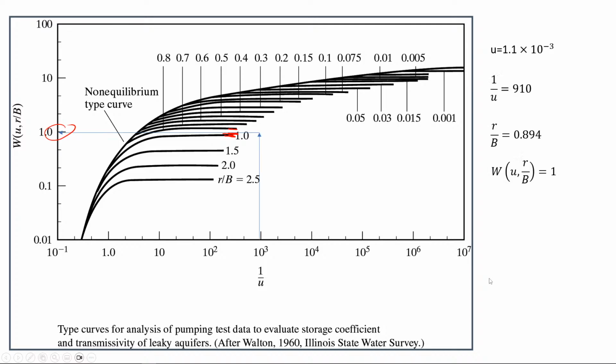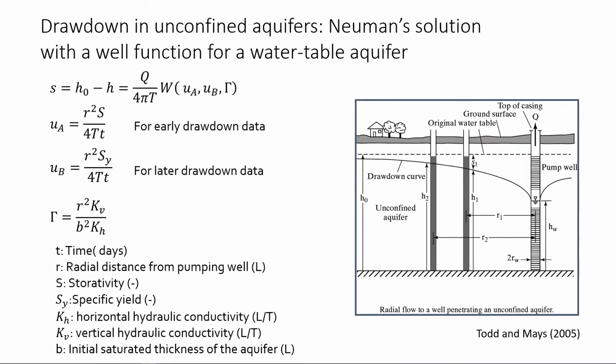So we looked at this already. Now we've looked so far at different cases. We looked at the confined aquifer, and the leaky confined aquifer. What about the unconfined aquifer?